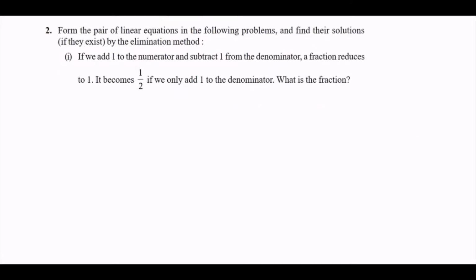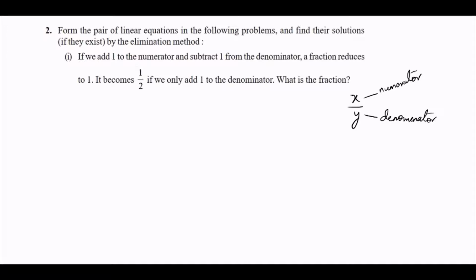So the second question is, form the pair of linear equations in the following problems and find their solutions if they exist by the elimination method. So the first question is, if we add 1 to the numerator and subtract 1 from the denominator, a fraction reduces to 1. It becomes half if we only add 1 to the denominator. What is the fraction? So you know a fraction will have a numerator and a denominator. So you can write the fraction as x by y, where x is the numerator and y is the denominator. Let x be the numerator and let y be the denominator.